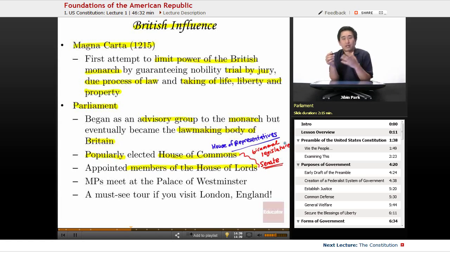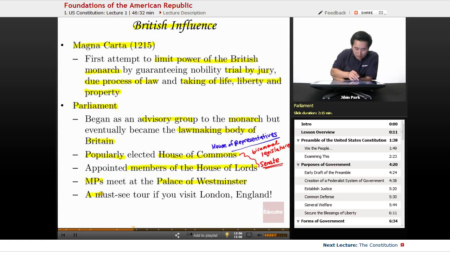So, when the United States of America created the Constitution, there's a huge British influence. So even though Americans were breaking away from the British, it's only natural to have adopted a lot of the government ideas here. Now, to give you an idea of British government, the MPs, or the members of Parliament, meet at the Palace of Westminster, which is the equivalent of Capitol Hill.